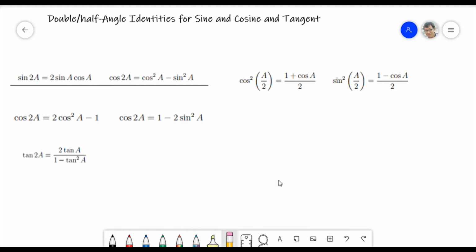Hello everyone. So this session we keep on studying trigonometry regarding the angle: the formula of 2 times the angle and 1/2 of the angle.